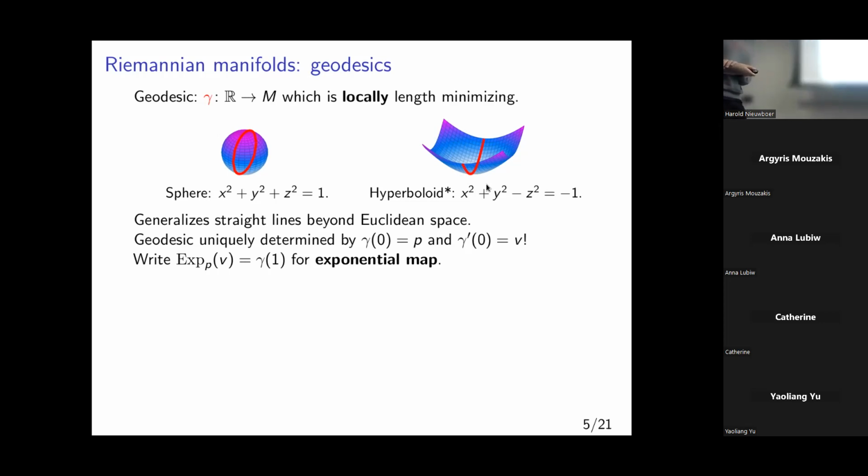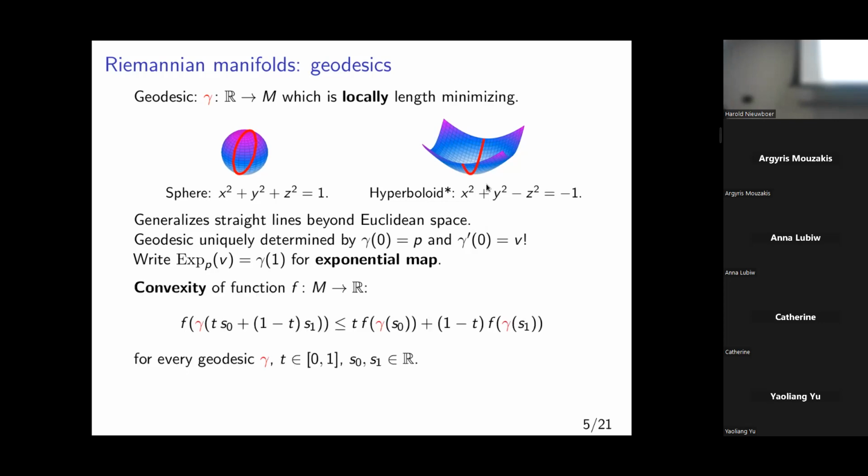Now it's convenient to also know that whenever I'm standing at a point and I want to move in a particular direction, there's always a unique geodesic that has these initial conditions. And if you follow this geodesic for time 1, you get something called the exponential map. Right. So with that in hand, we can define convexity.